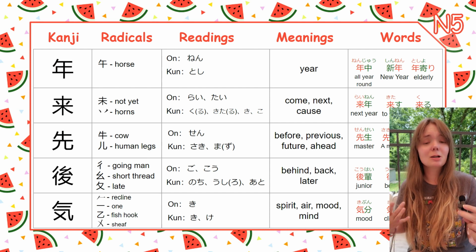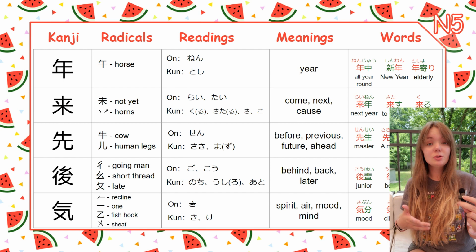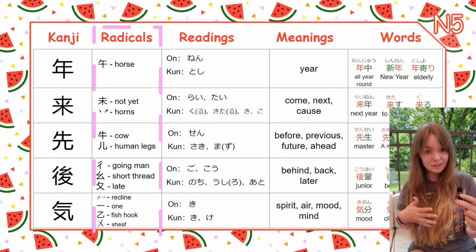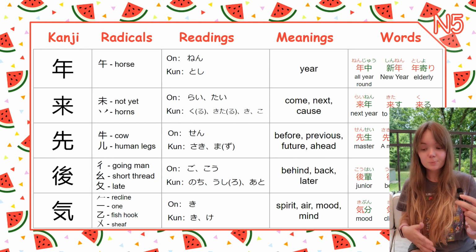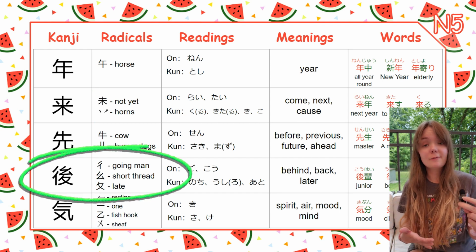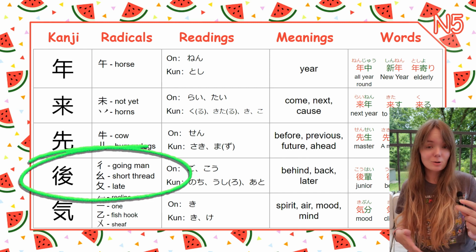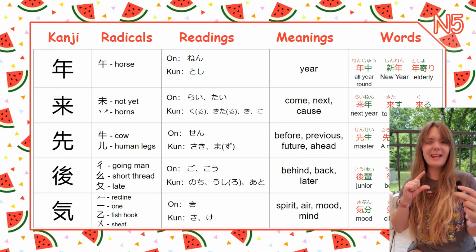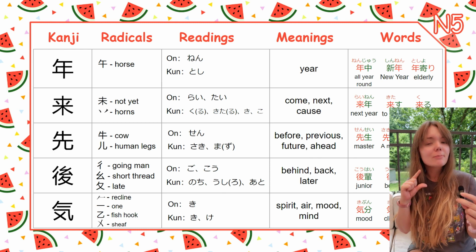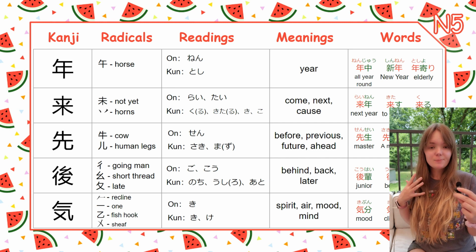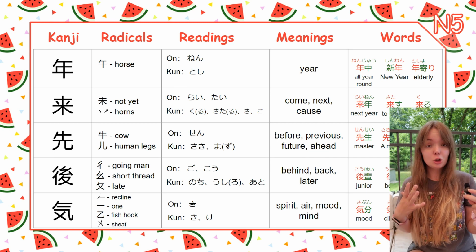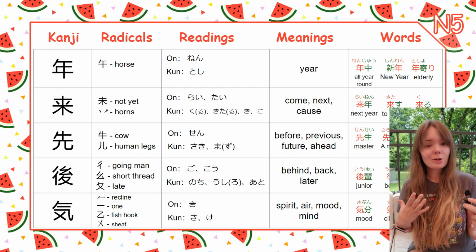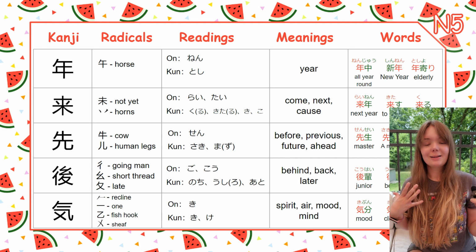These first 5 are a little bit complicated, but remember you can use the radicals to make a story to help you remember all of the pieces that are inside the kanji. For example, if you look at the 4th one here, we have the kanji for behind, back, or later. And if you look at it, it has the radical for activity. They call it the going man radical. It indicates movement, human movement. So human movements, and then there's a short thread followed by late.